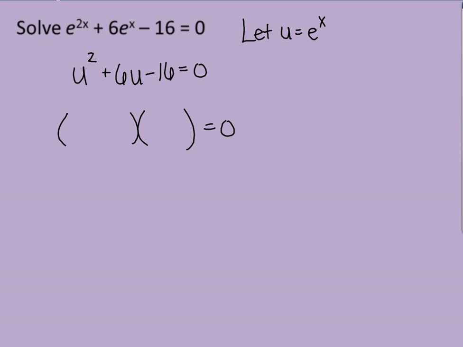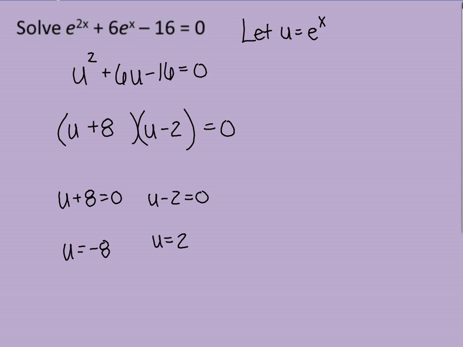What multiplies to get u squared is u and u. What multiplies to get negative 16 is a positive 8 and a negative 2. So we know that u plus 8 is equal to 0 and u minus 2 is equal to 0. Or we know u is equal to negative 8 and u is equal to a positive 2.